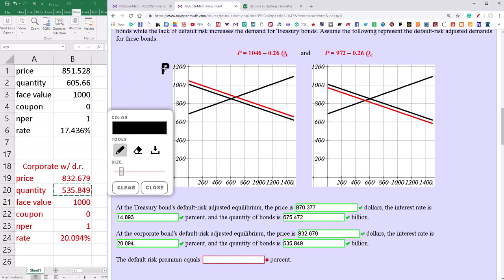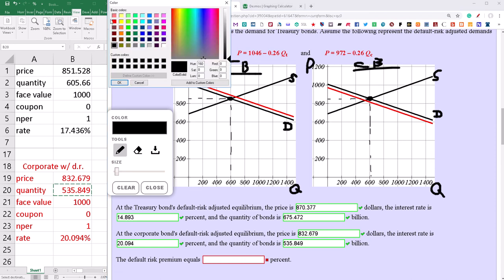Okay, so we got the price. These are treasury bonds. These are corporate bonds. Price. Quantity. We have the supply. Demand. And then the original equilibrium, both at around 600. The original price about 850 for both.